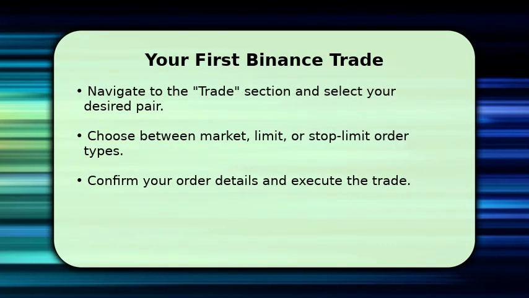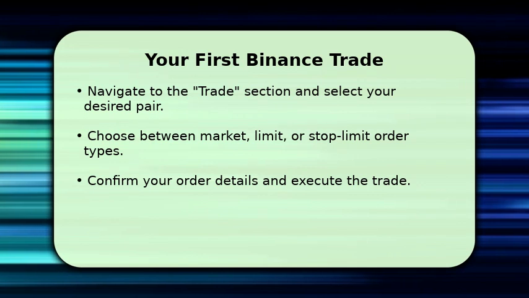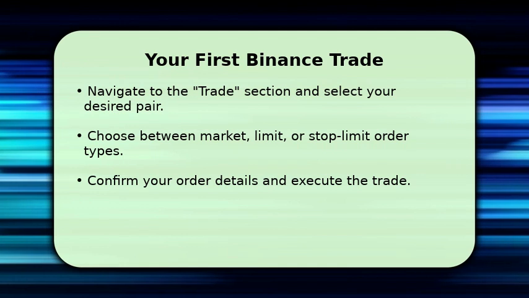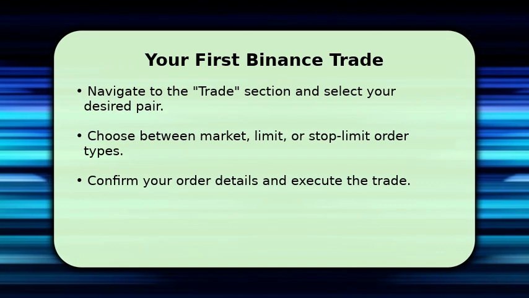Now, let's make your first trade. Head to the trade section within the app and select the cryptocurrency pair you wish to trade, for example, Bitcoin versus USD. You'll then choose an order type: a market order for instant execution, a limit order to set a specific price, or a stop limit for more advanced strategies. Double-check all your details, then confirm to execute your trade.